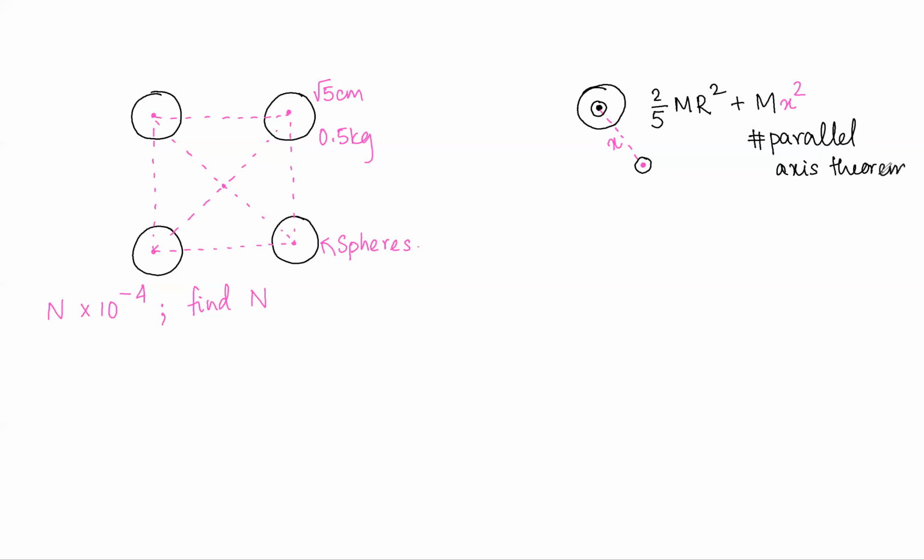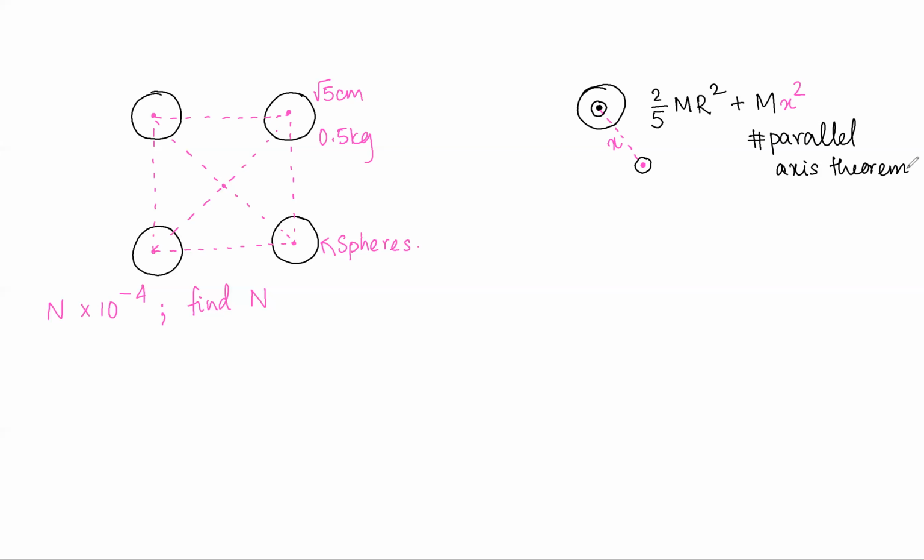When do we apply the parallel axis theorem? Whenever our axis is not passing through the center of mass, and somehow we can either derive or find the moment of inertia through the center of mass. In such a case, you apply the parallel axis theorem. So in this question, you have to apply the parallel axis theorem 4 times. Basically, there are four spheres. All the masses are the same, so you can find out the moment of inertia of one sphere and multiply it by 4.